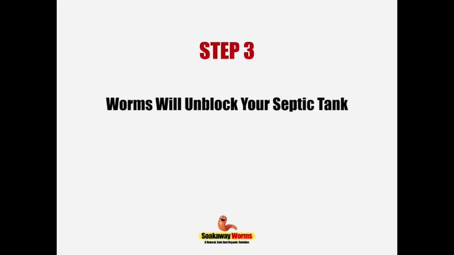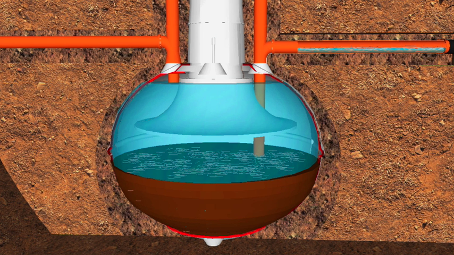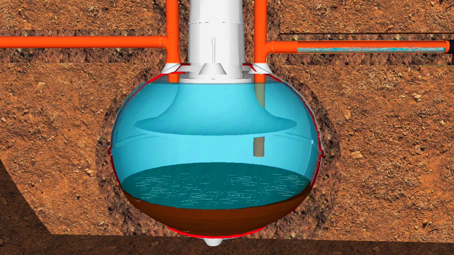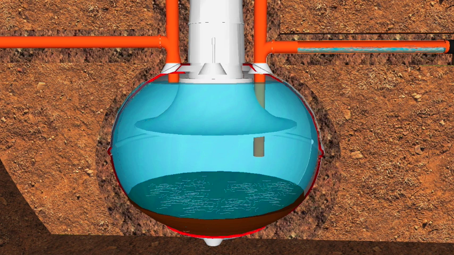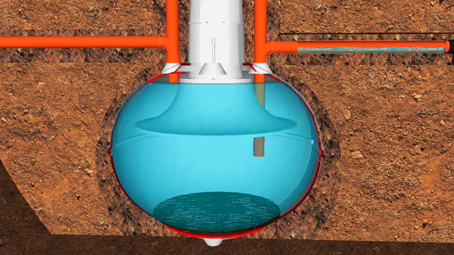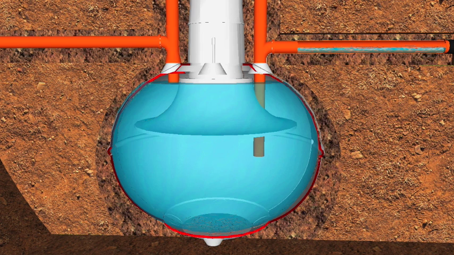Step 3. Soakaway worms will also unblock and clean your septic tank. As we've seen, sludge is the main reason why septic tanks and soakaways develop problems. The worms will not only remove the sludge from the septic tank, they'll also keep it clean. So instead of having to desludge your septic tank once, twice, 3 times a year, they'll reduce your septic tank emptying times to virtually once every 10, 15 or 20 years.